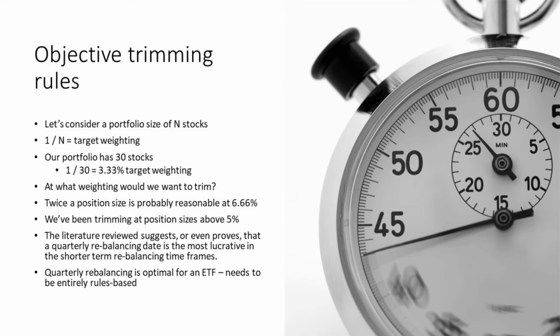But the idea there would be to come up with a rule so that it becomes systematic. And the literature has shown, so there was a study that looked at how often you want to trim and rebalance, and the academic evidence shows that a quarterly rebalancing date is the most lucrative in terms of shorter term rebalancing timeframes, anything under a year. So what we found appealing about that is that quarterly rebalancing would be optimal for an ETF. If we ever wanted to run an ETF on our strategy, we'd need that trimming method to be entirely rules-based. So that's what we've been looking at.